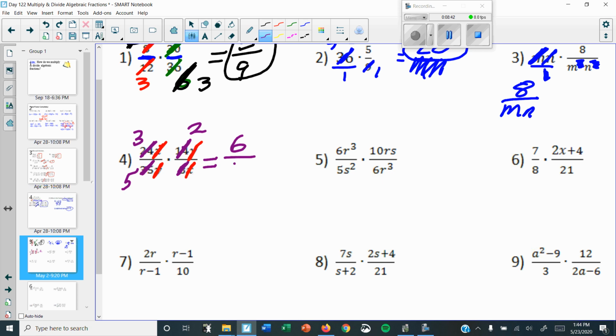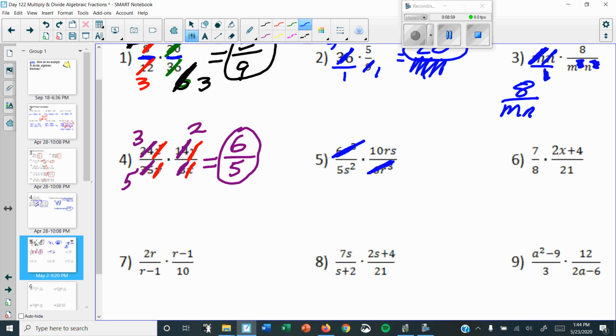5, and 5 is the only thing left on the bottom. So there's your answer. All that became 6/5. And again, if you think this is mad canceling, oh man, wait till the end. So for 5, look at 5. There's a 6r cubed on top and a 6r cubed on the bottom. You can just get rid of all of that.